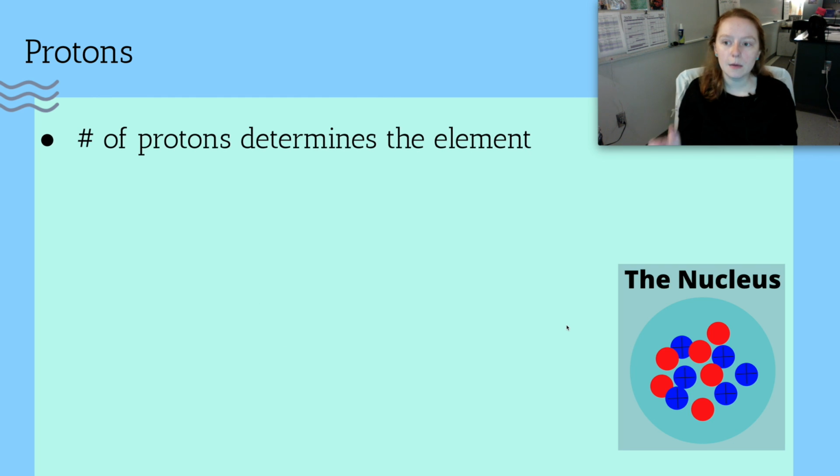Protons, anytime you have a certain number of protons, that's going to determine your element. So if you have 6 protons, you're going to have a carbon every time. If your carbon suddenly has 5 protons, it's no longer a carbon, now it's a nitrogen. So you need to make sure that you're paying attention to your number of protons.